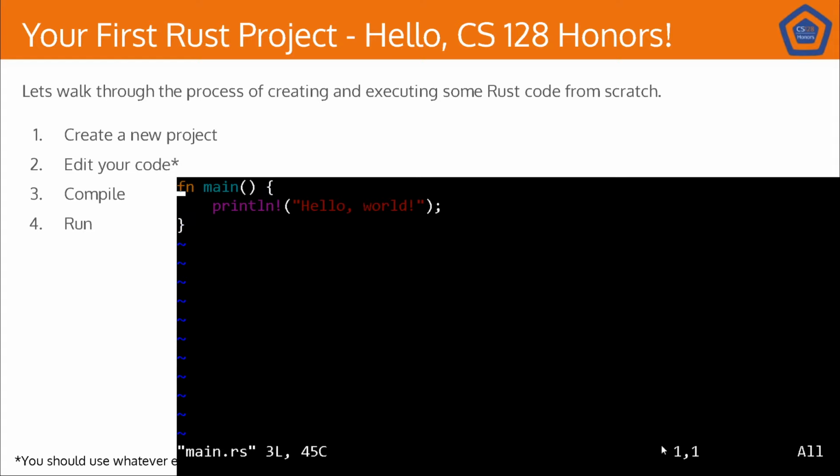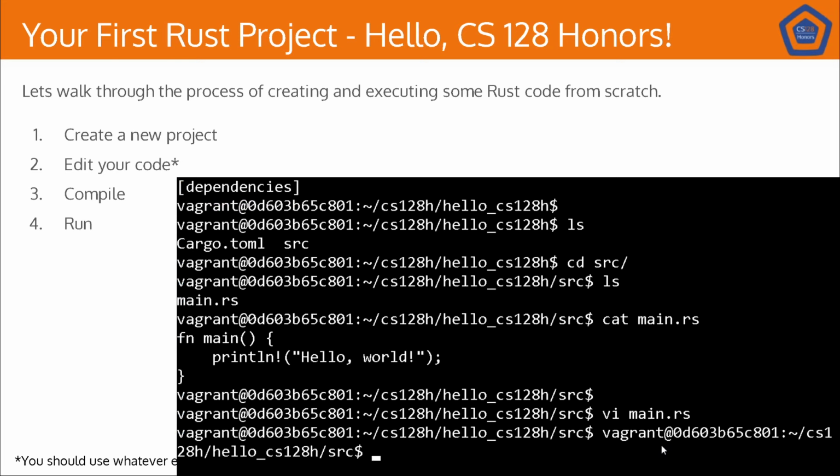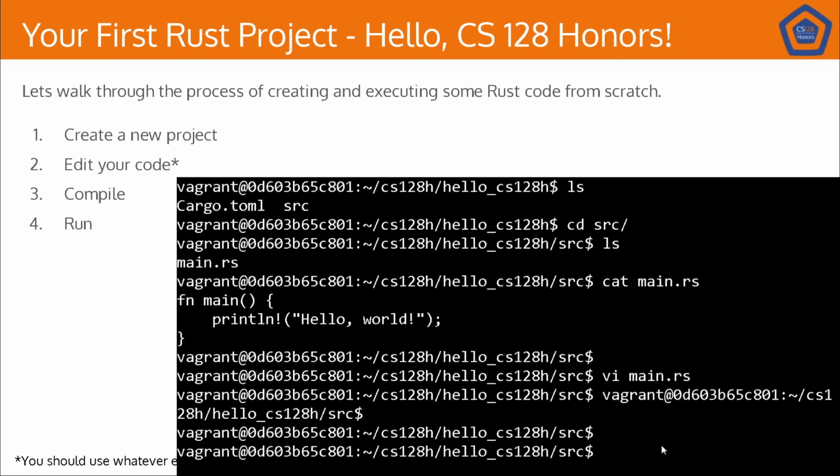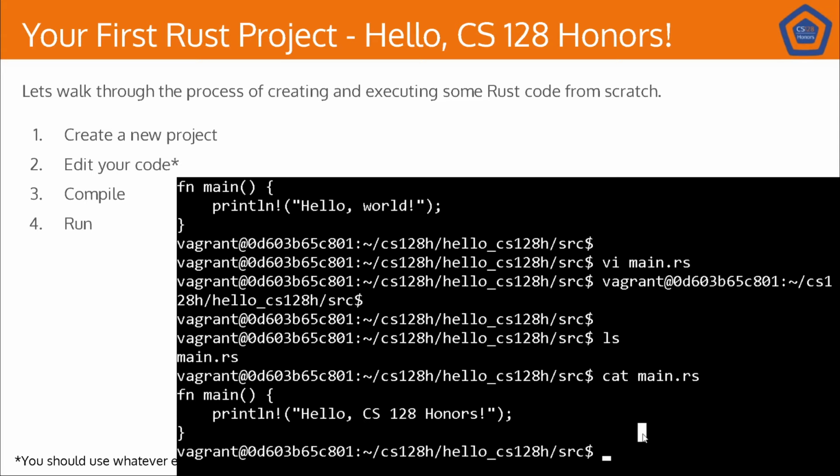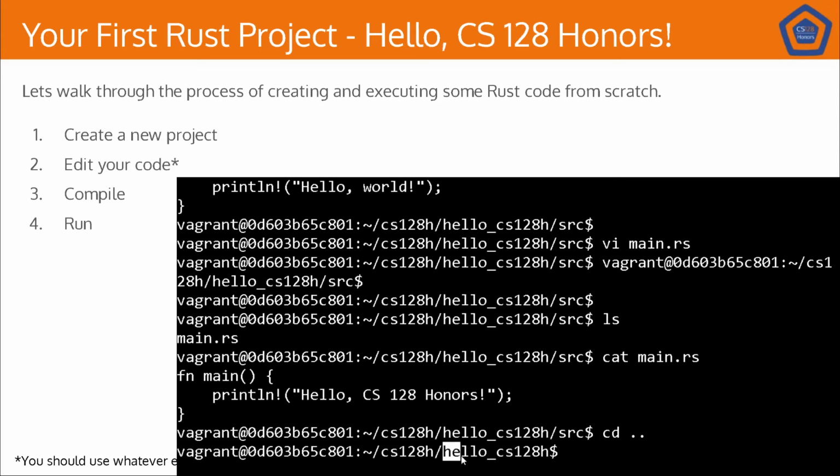Okay, here we are. We can see it's the same as what we printed earlier. And I'm going to change it from hello world to hello CS128 honors. Okay, and so I've saved that file and exited it. And now we can ls, just make sure it's edited. We can see it is. Okay, and then go back to this root directory.